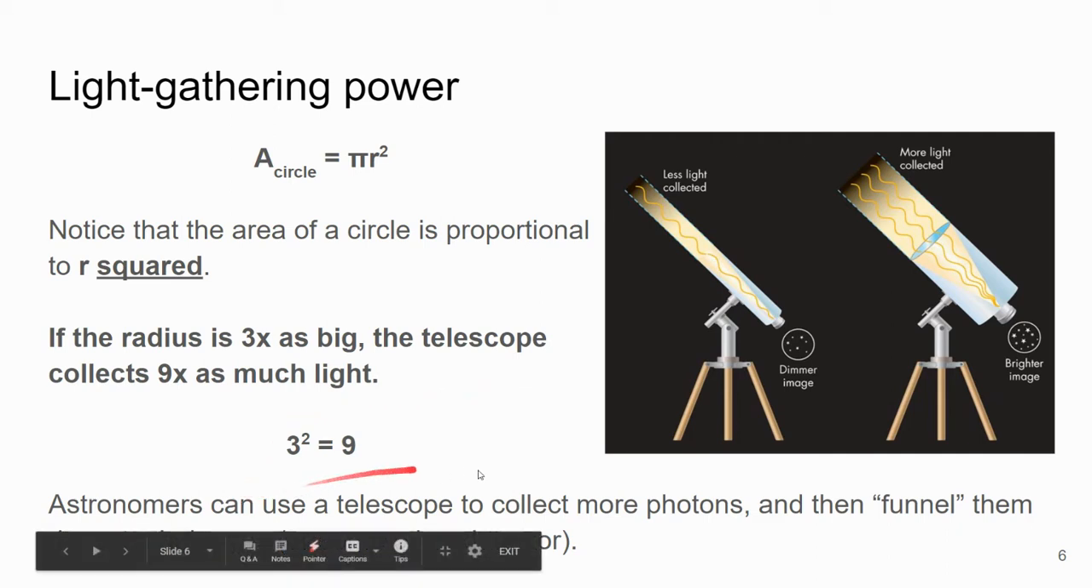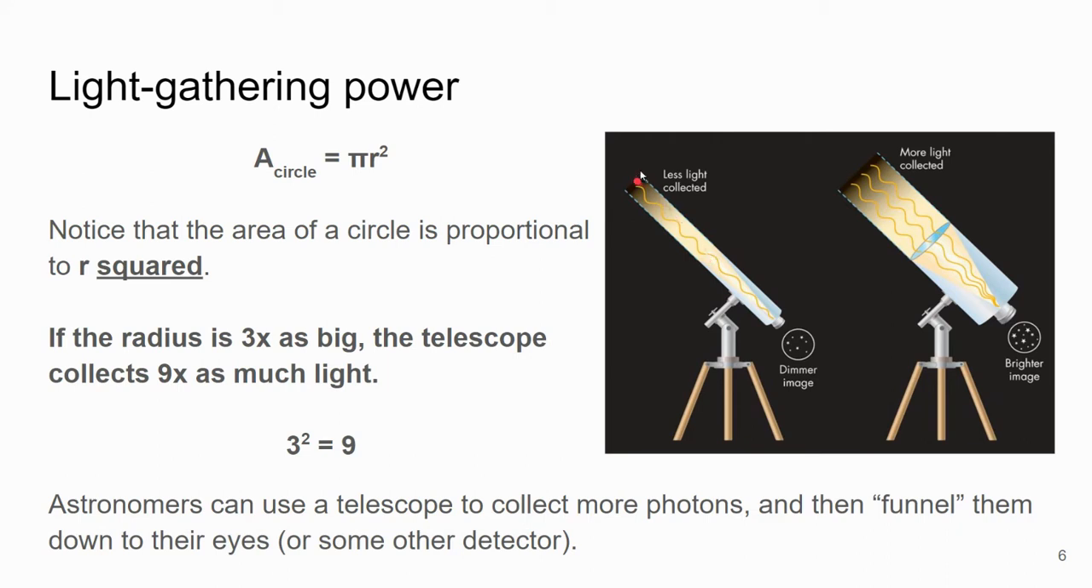So astronomers can use a telescope to collect more photons and then funnel, in scare quotes, them down to a certain point to make an image. Here's a small telescope, still way bigger in light gathering area than the pupil of your eye. But this small telescope will give you a fairly dim image. If you look at the same part of the sky with a much bigger telescope with much more light gathering power, you're going to get a much brighter image.